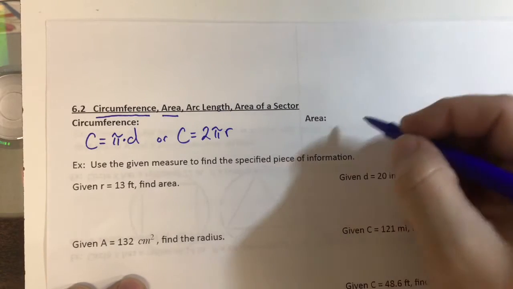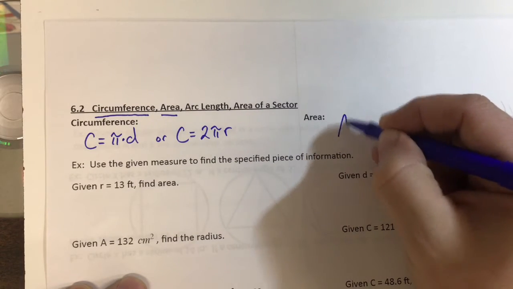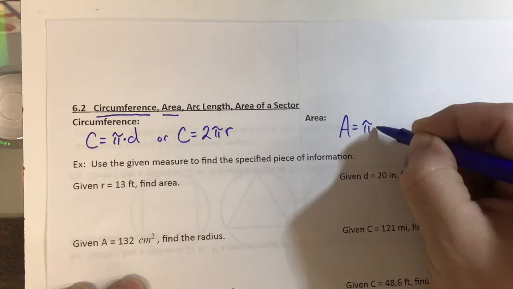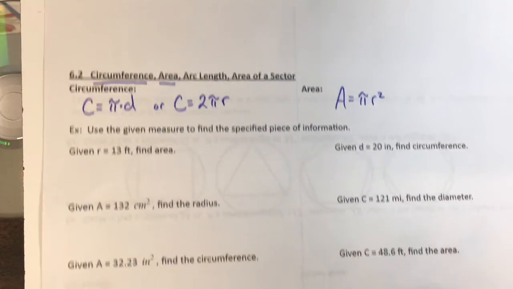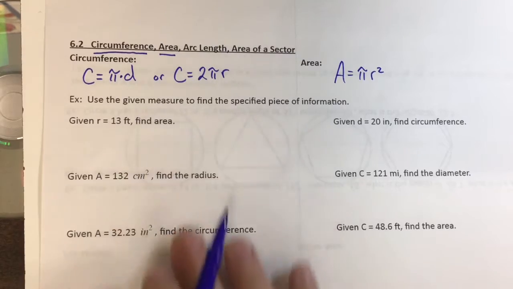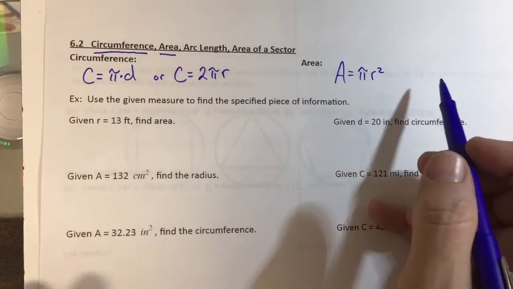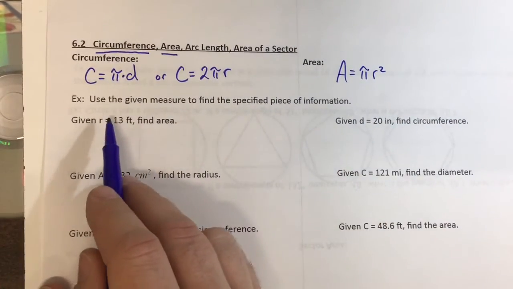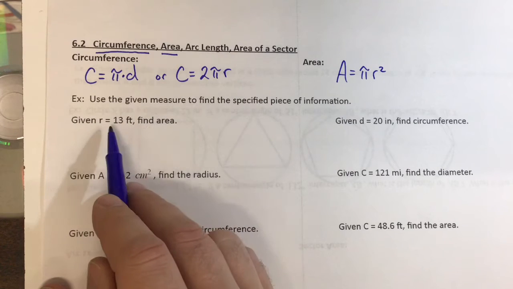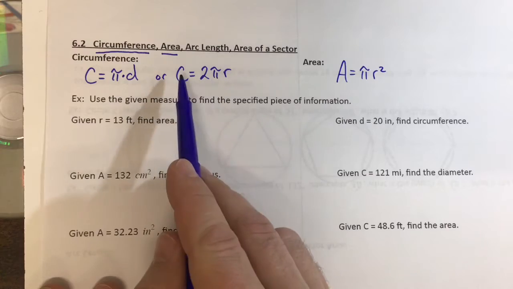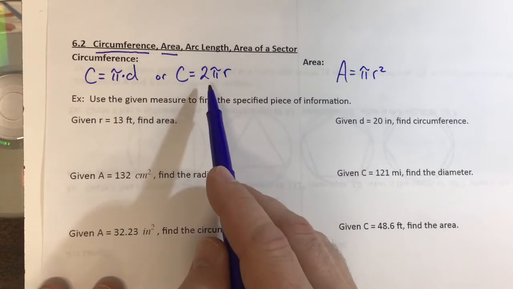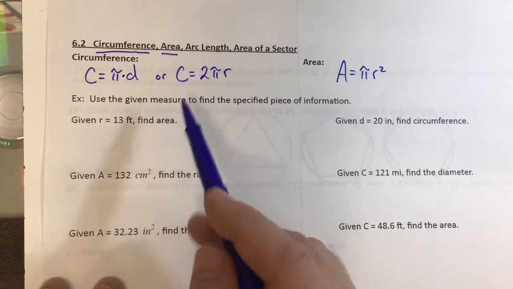And that brings us to area. We have one area formula, and that is that the area is equal to pi r squared. And so we're going to use both of these formulas to solve some problems. Now, we always want to start these kind of problems with the specific formula we're using. I'll give you a measurement of either the diameter or the radius, or maybe circumference or area, and we should be able to solve these equations for the missing variable.